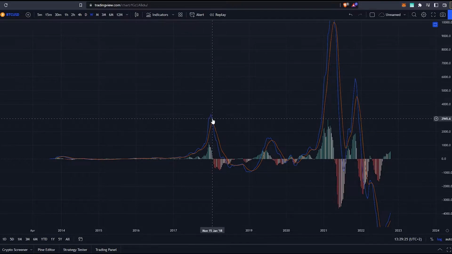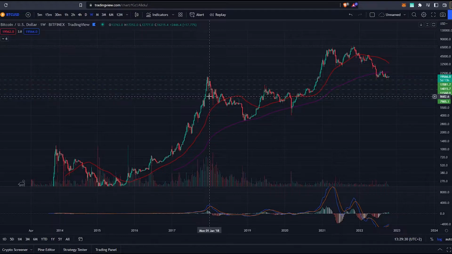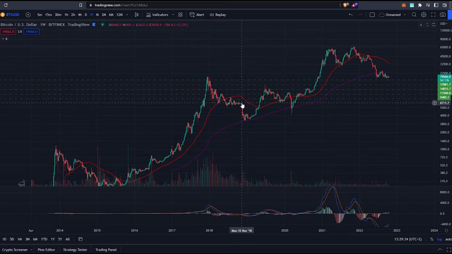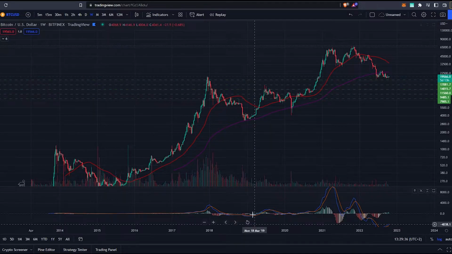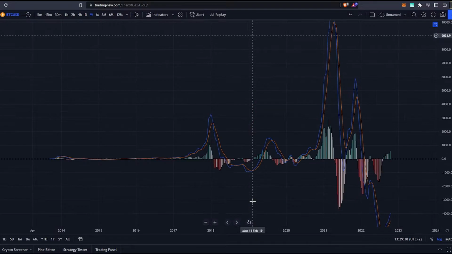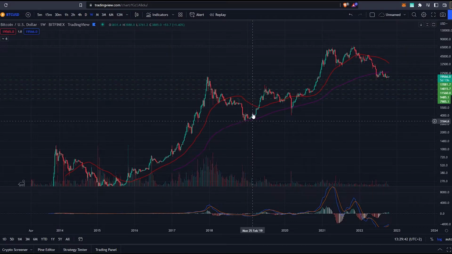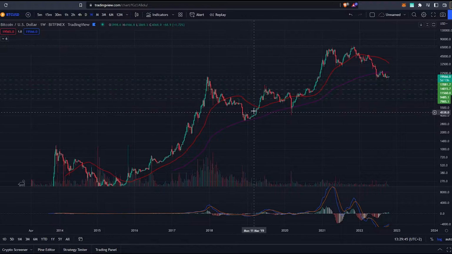When we take a look at the 15th of January in 2018, you can see that we crossed bearish right here, and from that point on we had a huge downturn. All the way until we positively crossed back above once again in February 2019, and you can see that in February 2019 this was also confirmed.